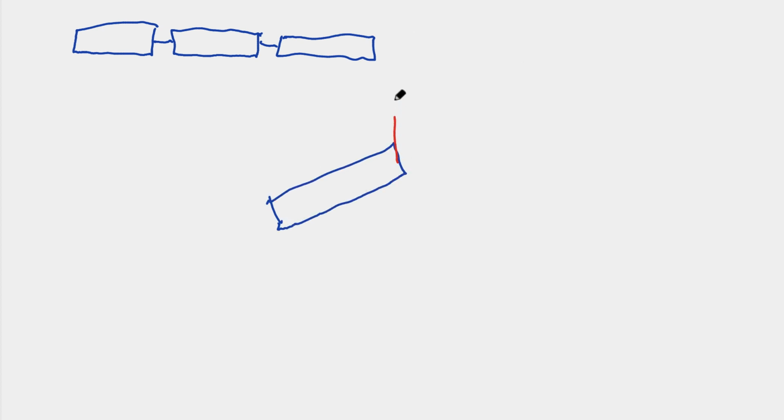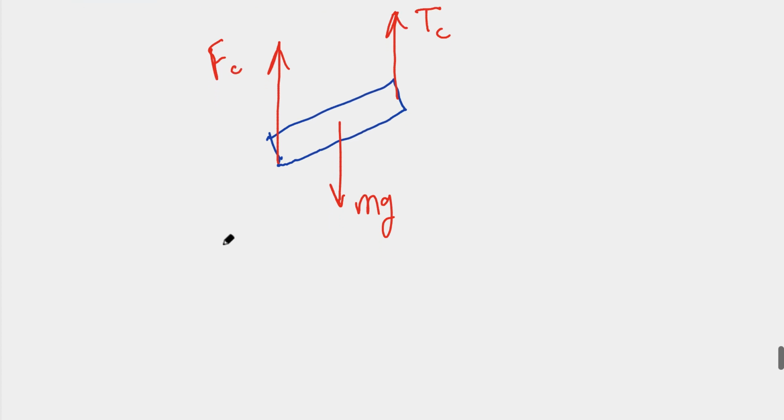So this is the tension force, the rest of the chain pulling on this link at the level of the container. We also have gravitational force pulling it down at the center of mass. And over at this end that's still resting on the surface of the container, we have a force F sub c.